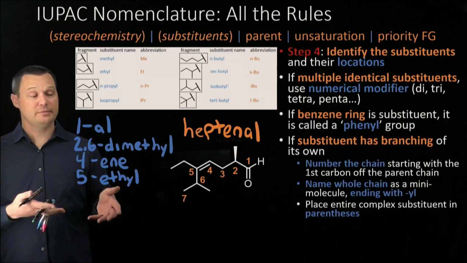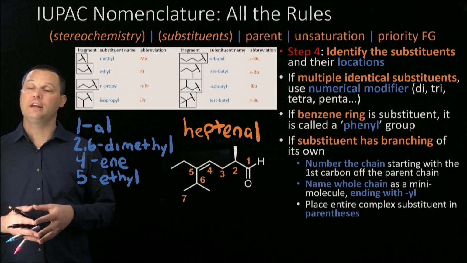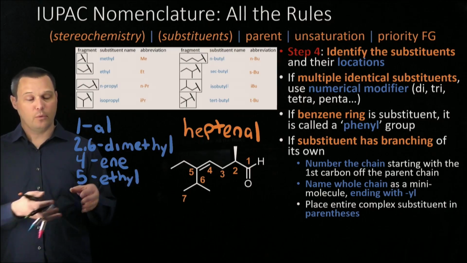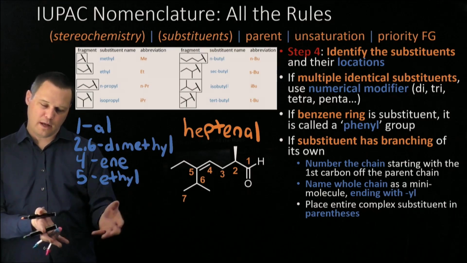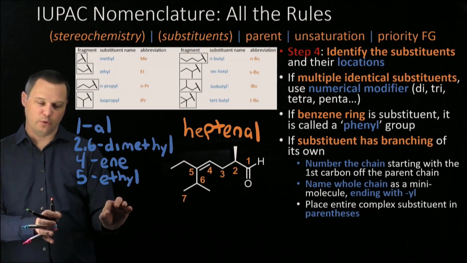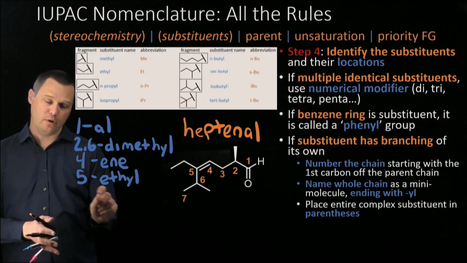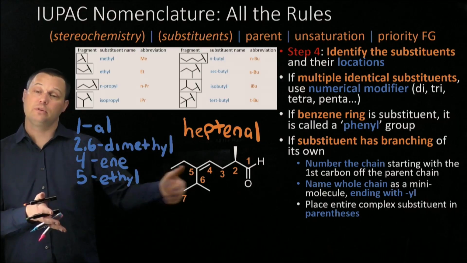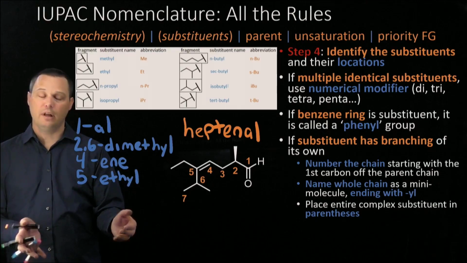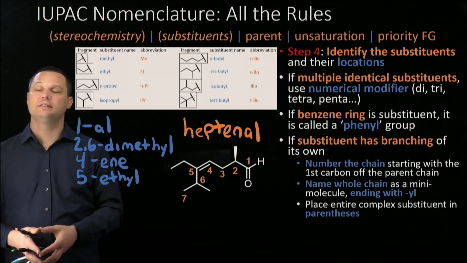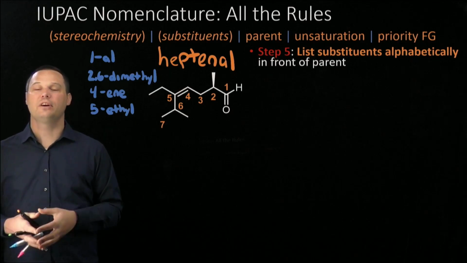To name a complex substituent on a parent hydrocarbon, first we number the carbons in the longest consecutive chain in the complex substituent, starting with number 1 at the attachment point to the parent hydrocarbon. Then we name the whole complex substituent as a little mini molecule, except instead of the priority functional group syllable at the end of the name, we put YL because it's going to be a substituent on a longer parent hydrocarbon. And we wrap that entire name of that mini molecule up in parentheses, and we use it as an entire substituent name. Once we're done finding the substituents, we're finally ready to start constructing the name.